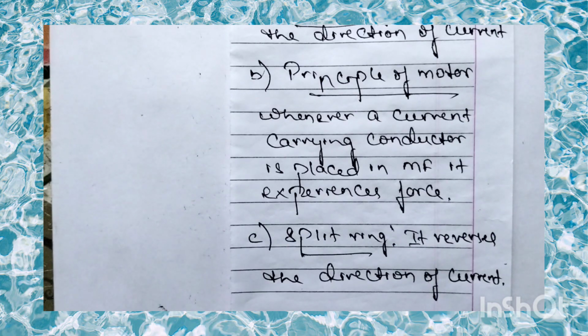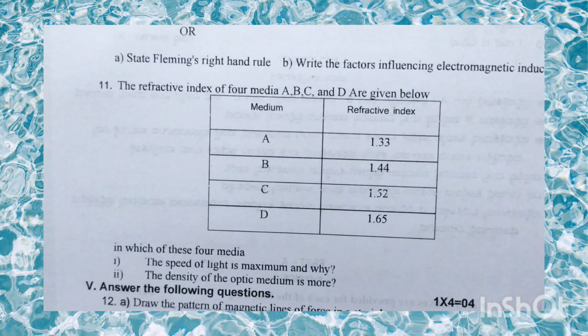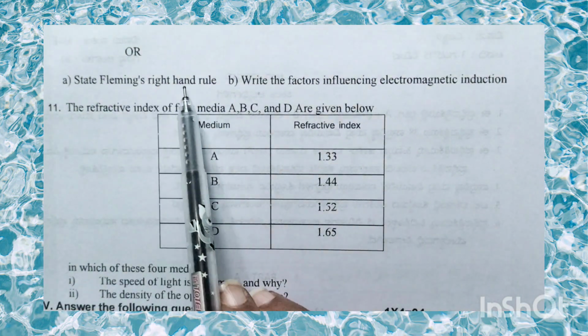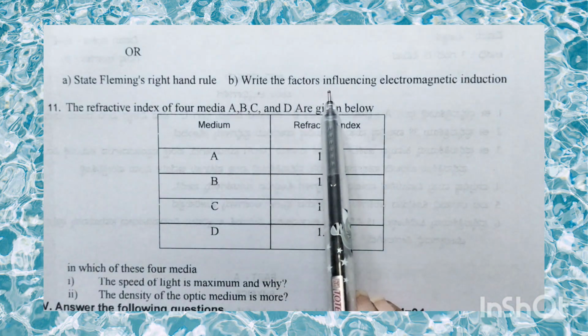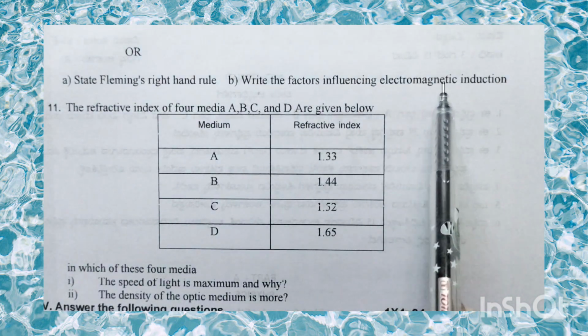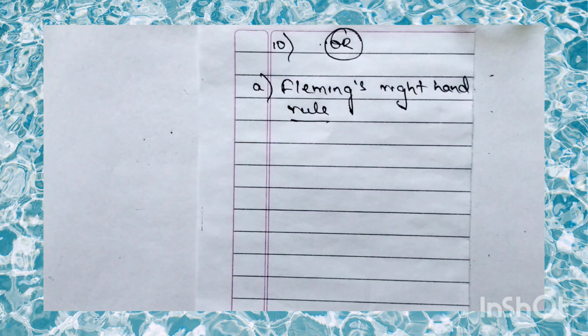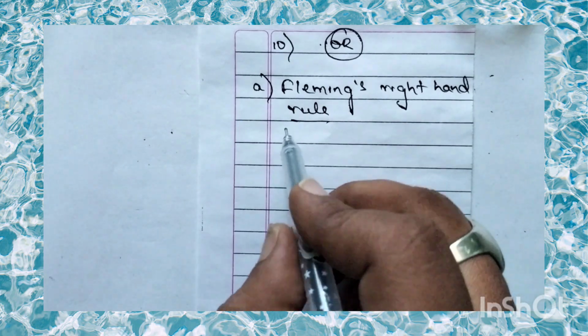Now in that one only another internal choice question is there. Now let us answer that internal choice question, that is state Fleming's right hand rule. Write the factors influencing electromagnetic induction. So now let us answer these two questions. Now let us state the Fleming's right hand rule.